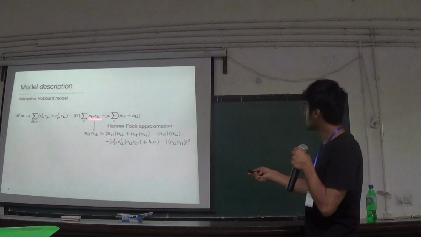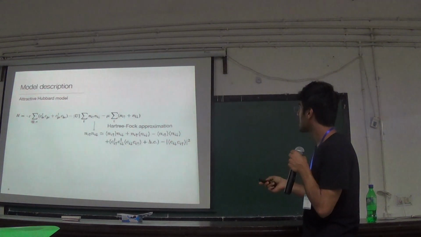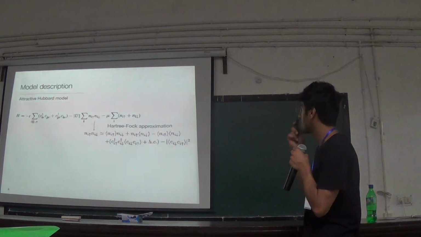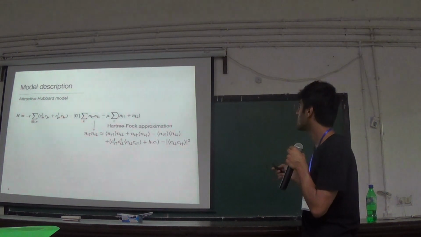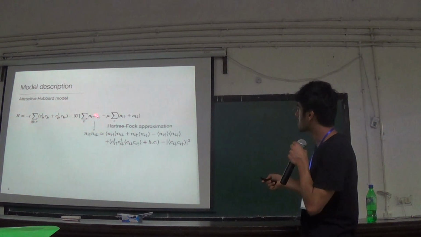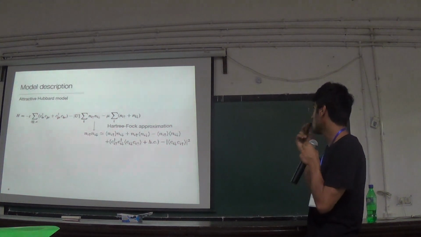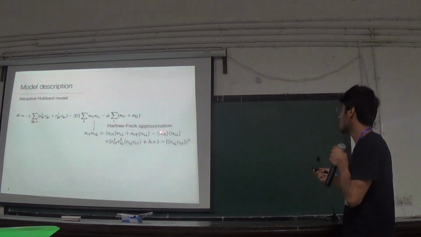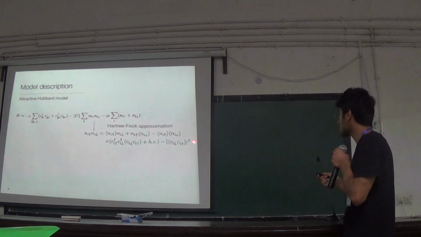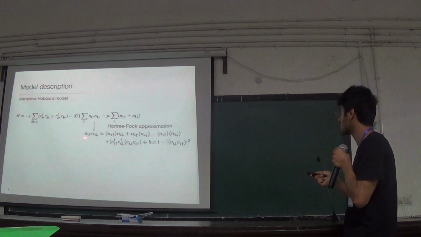So, these terms are easy to deal with because they are already diagonal and you can easily diagonalize the Hamiltonian and get the whole thing. But here, this one is what we need to be worried about. So what we do is we just do the Hartree-Fock approximation where we retain these terms also. This is using the Wick contraction.